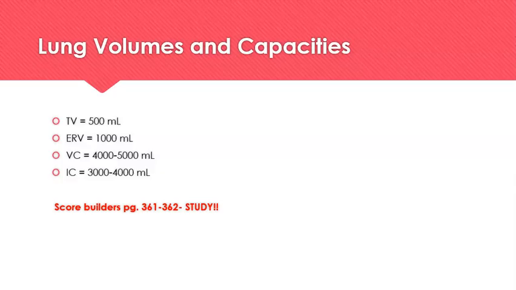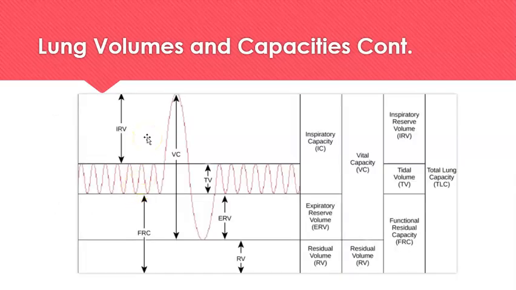So let's talk about each one of these. The IRV, since it's the first one that's described over here, you're going to want to look at all these lung volumes and capacities and definitions on page 361. IRV is inspiratory reserve volume. This first line is describing the maximum amount of volume of air that can be inspired after normal tidal volume inspiration. And IRV is approximately 50% of the total lung volume, okay?